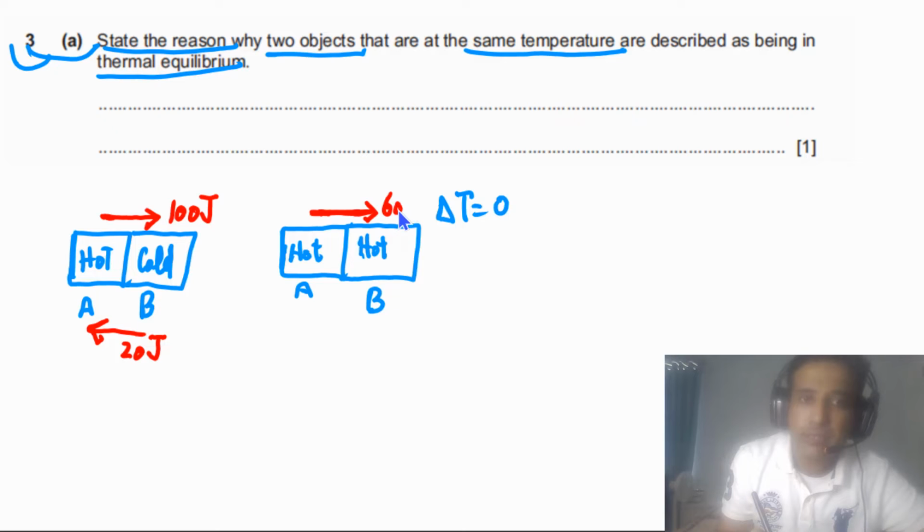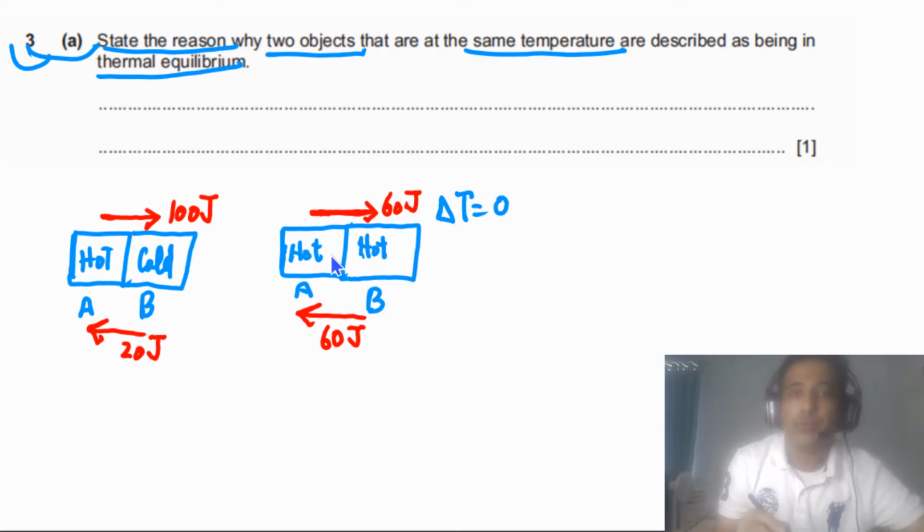Let's say this one is 60 joules of energy. Then from B to A, when they are at the same temperature, the same amount of thermal energy will flow from B to A as well. So in this case, A and B, when they are at the same temperature, they are in thermal equilibrium because there is no net thermal energy transfer between these two objects. So this is what is meant by thermal equilibrium. No net transfer of thermal energy between two objects when they are at the same temperature.